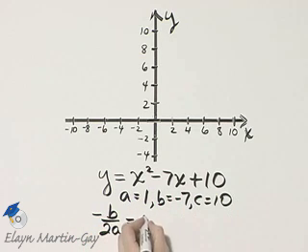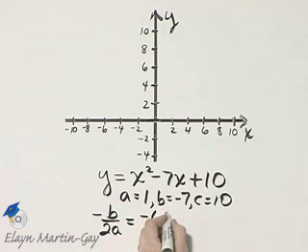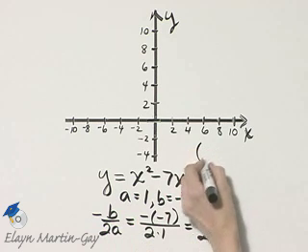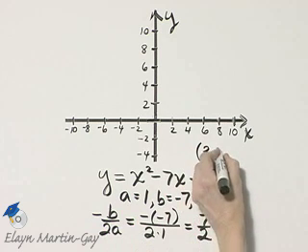which in this case is -7 over 2 times a is 1. So what is that? That's 7/2 or 3 1/2. So the x value of the vertex is 3 1/2 or 3.5.